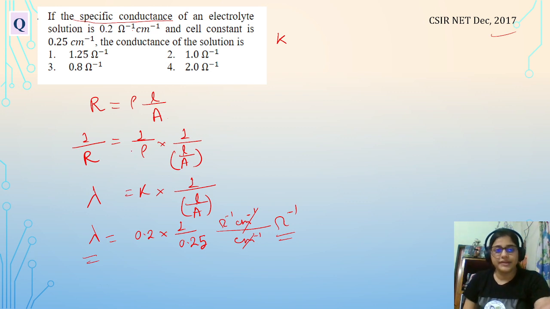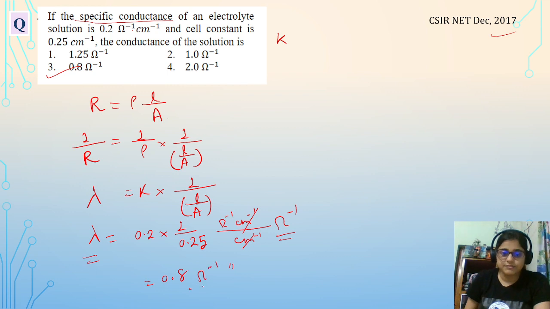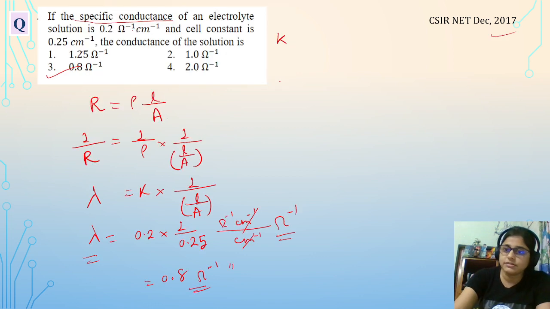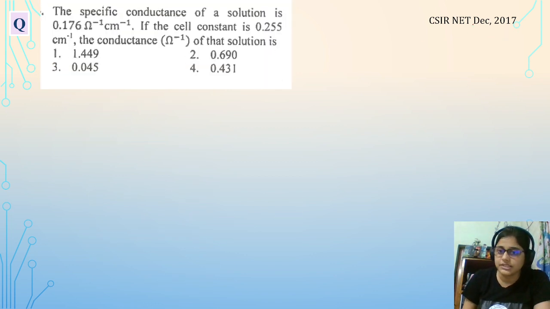This will be 0.8. Okay. 0.8 will be the answer, with the same unit. What is the unit? Ohm inverse. Fine. Now coming to the same kind of question. Again in the CSIR NET, I did not change it. I think this is June 2017. So this is also a CSIR NET question.